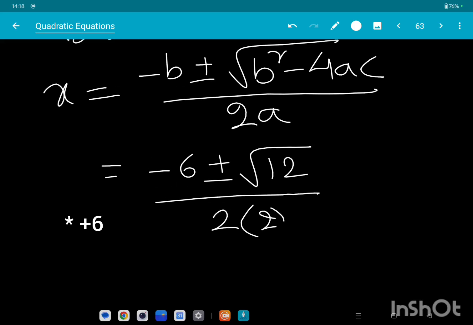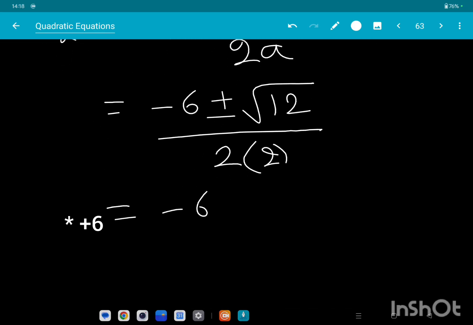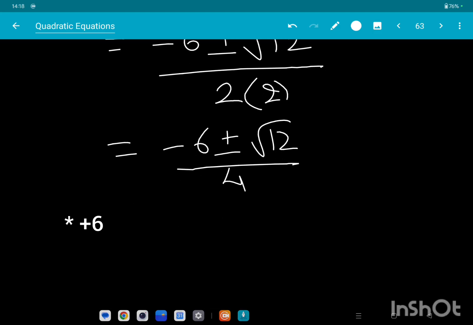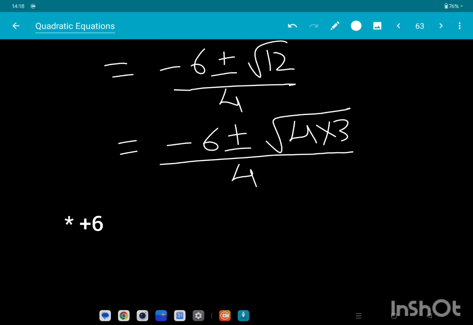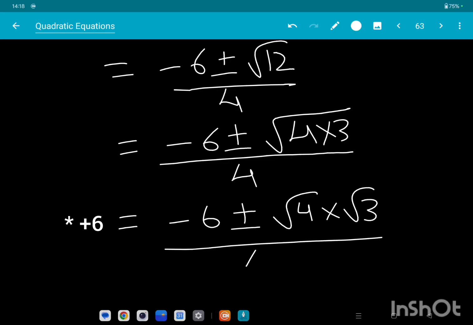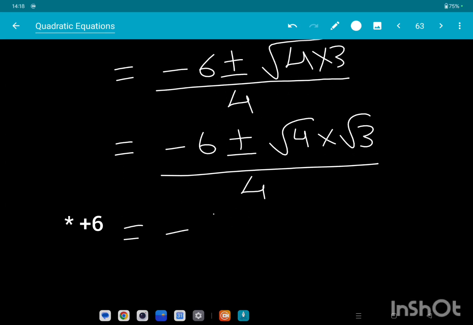A value is 2. Now we will see minus 6 plus or minus root 12 divided by 4. Can I write this as minus 6 plus or minus root of 4 threes are 12? Can I write it as 4 into 3 divided by 4? Yes, we can write it. So minus 6 plus or minus root 4 into root 3 divided by 4. Now minus 6 plus or minus, root 4 value is 2, into root 3 divided by 4.